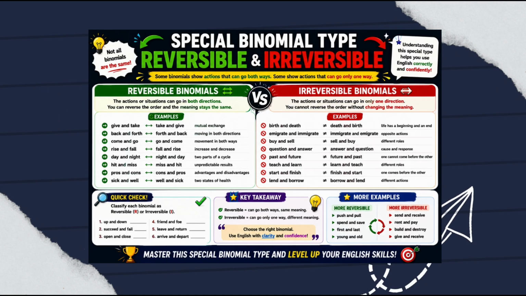So the answer of the quick check: up and down. It can be reversed, down and up, so it is reversible. Next, succeed and fail. It is also reversible because some people succeed and fail due to overconfidence, and some people fail and succeed because of no preparation. So you have to answer the others in the comments.